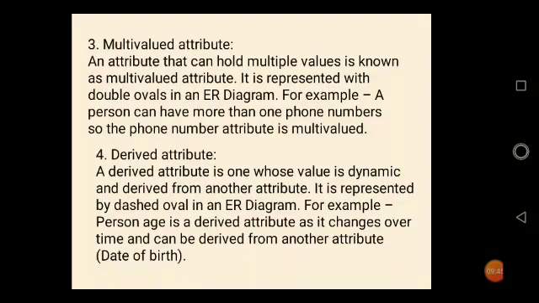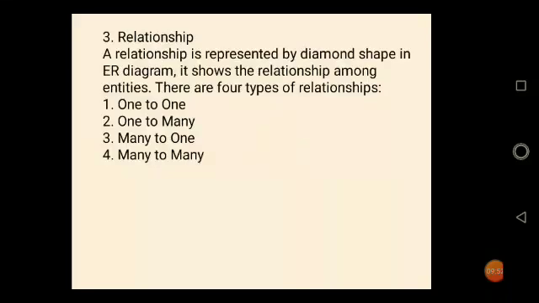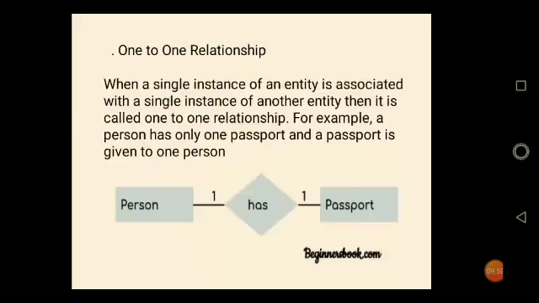Multi-valued means one or more values. Derived means from the date of birth we can derive his age. And relationship means one to one, one to many, many to one, and many to many. See, these four kinds of relationship we have discussed.